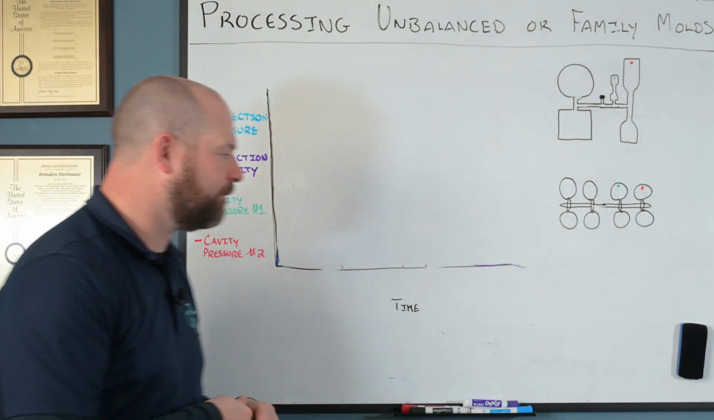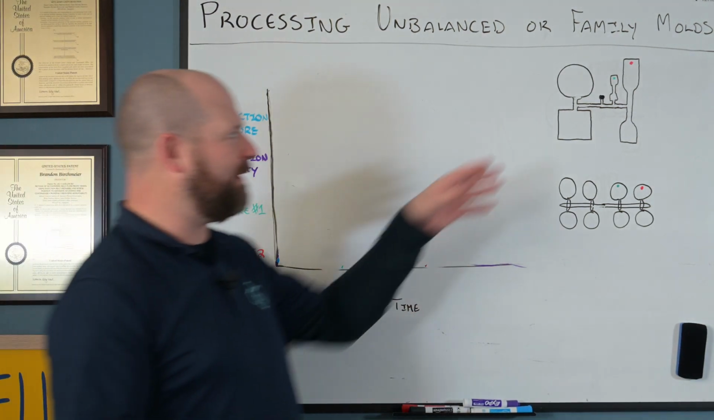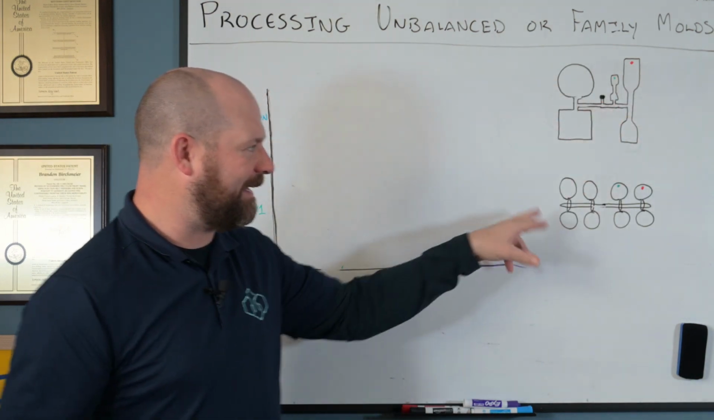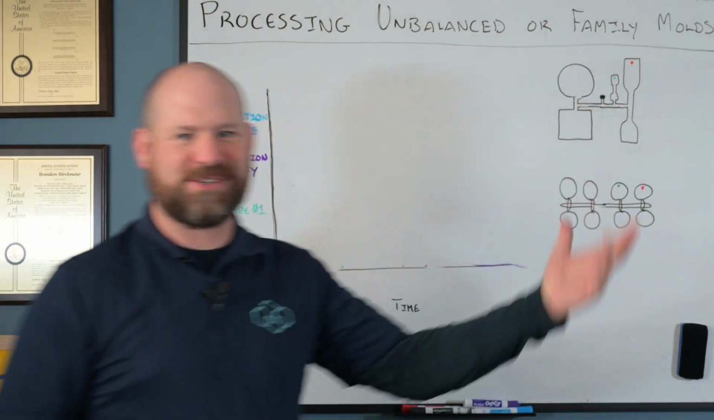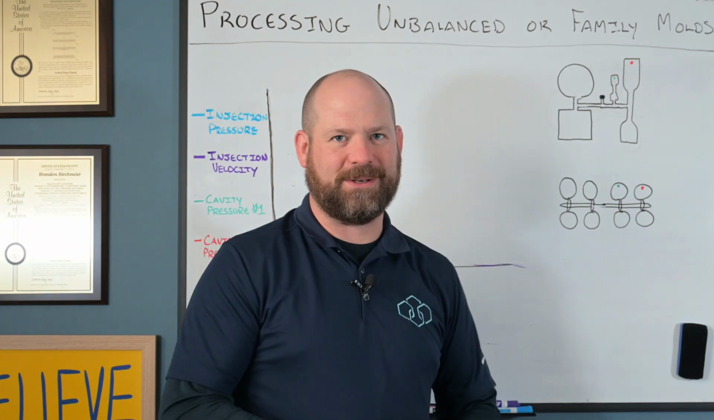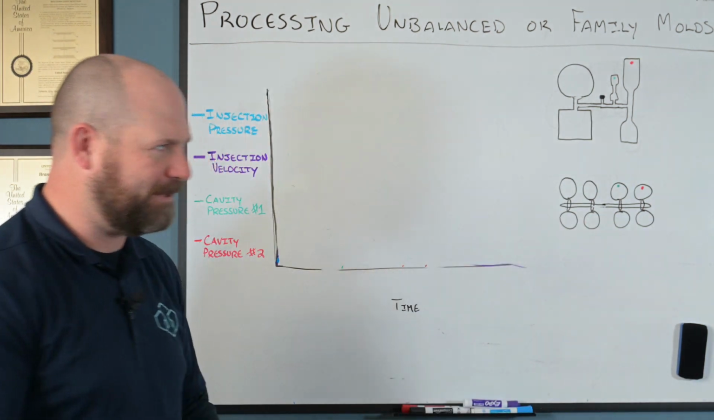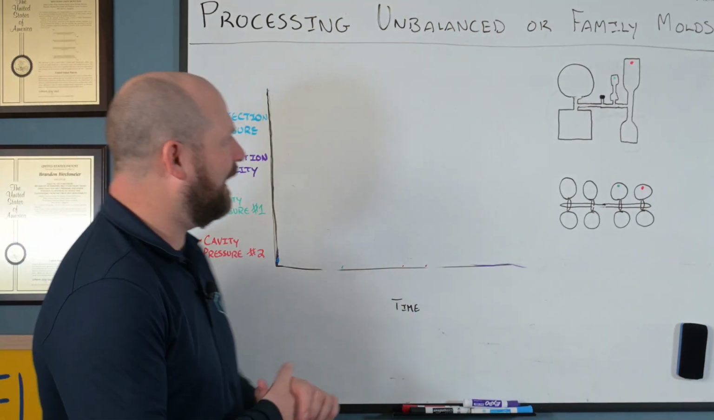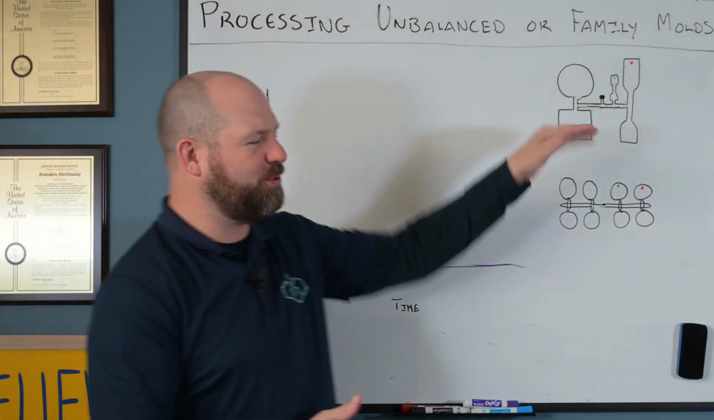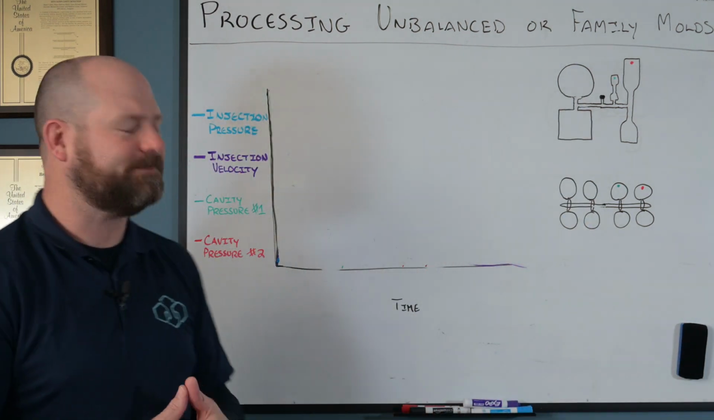So let's get started. I have two examples up here. One is a true family mold. The second is an imbalanced runner system. But you could also imagine a hot runner system showing a similar situation. So first, let's talk about family tools. How do I go about process development?